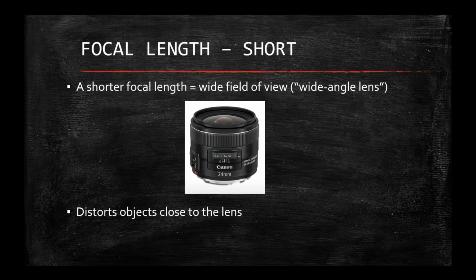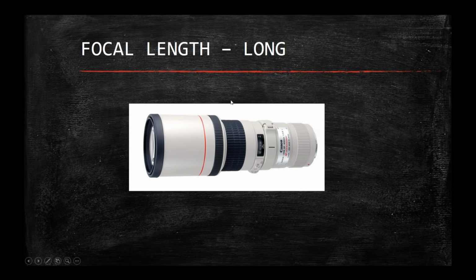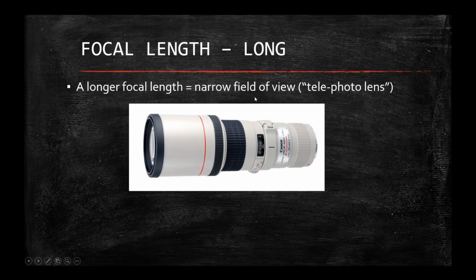And they have the effect of actually distorting objects that are close to the lens. So the closer the object is to the lens, the more distorted it will look, because a short focal length lens, a wide angle lens, really exaggerates the perspective. And on the opposite side of the scale, you have these long focal length lenses that are called telephoto lenses, and they will also give you a narrow field of view, meaning they're going to have sort of a binocular effect.